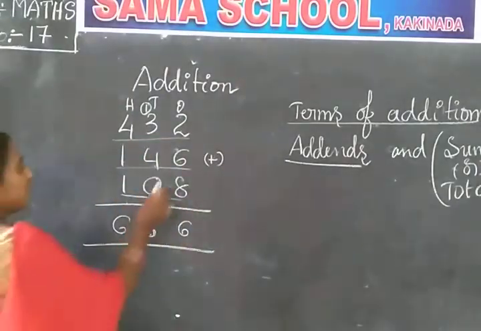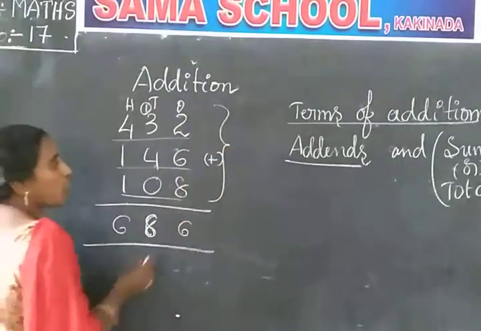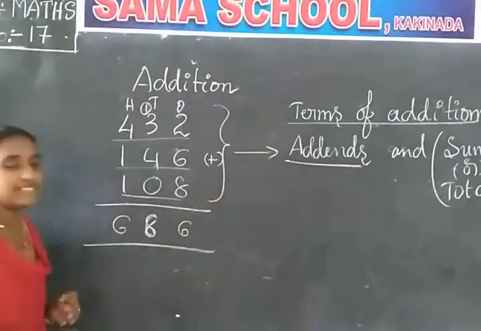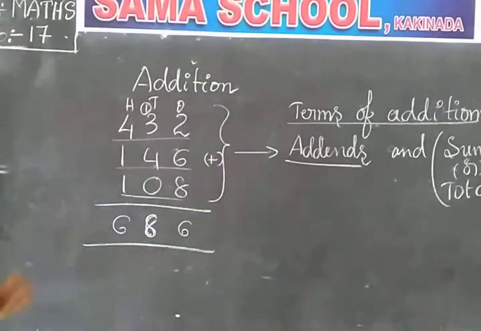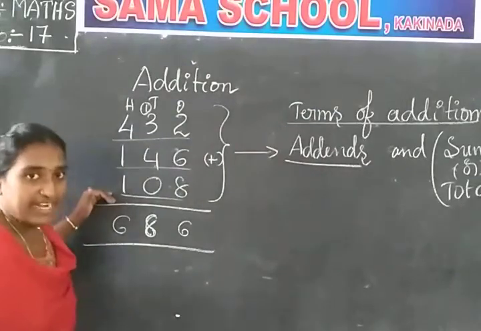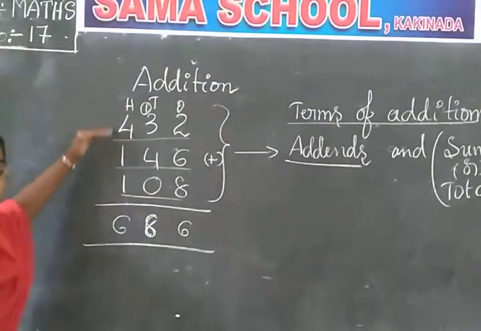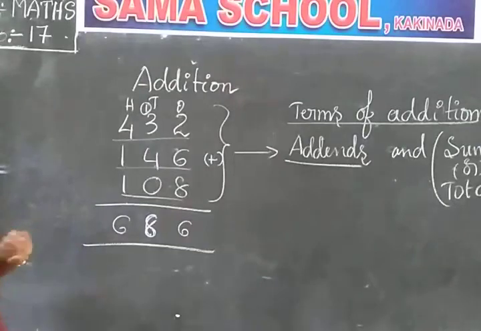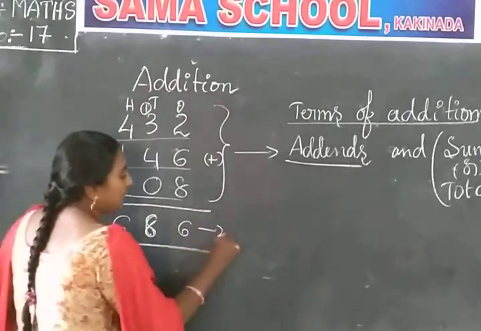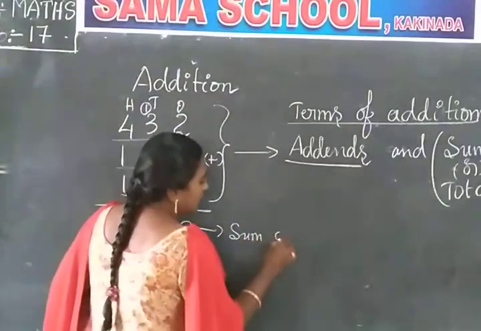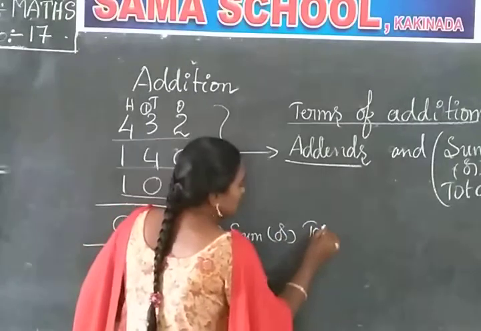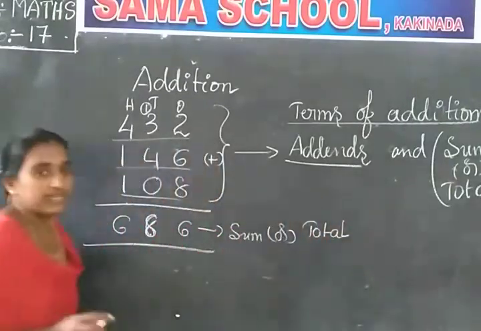Okay, how many numbers have we added here? 3 numbers. Then what are all these numbers called? Exactly, these numbers are called addends. So how many addends are here in this sum? 3 addends. And what is the result we got after adding the addends? This is known as sum or total.